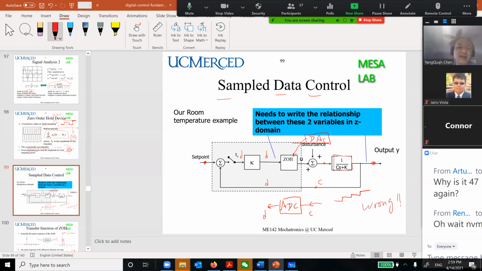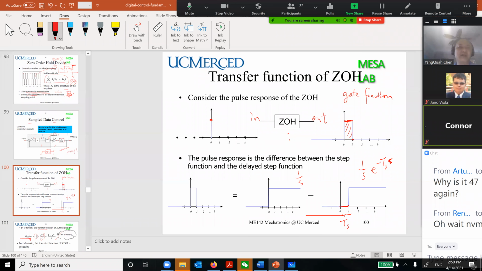What's the consequence of having a ZOH? You hold the signal, hardware. Then from an analysis point of view, we need to study what a ZOH is. Basically, you give me a dot going through the ZOH, I give you a held signal. So this is like a small gate, right? We know that this is a Heaviside and this is a delayed Heaviside. You subtract this one, you get this gate, okay?